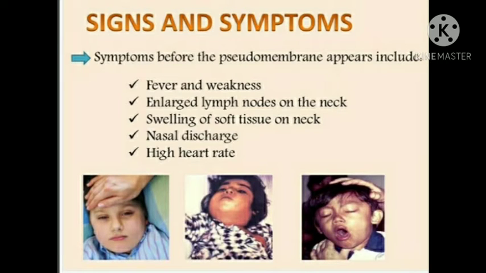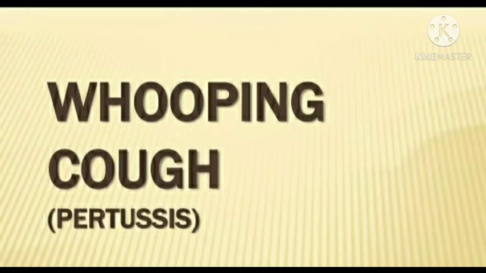Next, what are the signs and symptoms? It basically infects children of 2 to 5 years of age. During that time, there is fever and weakness, and enlargement of lymph nodes on the neck. Lymph nodes help to prevent infections, so there is swelling in the lymph nodes. Nasal discharge and high heart rate are the normal symptoms.